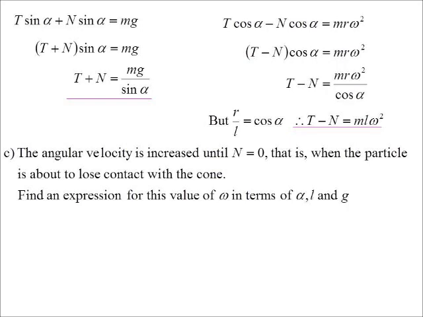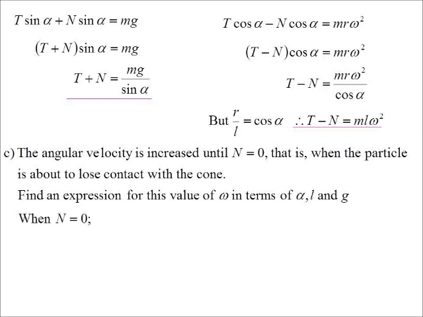We're going to increase the angular velocity until the normal force is equal to 0. That'll be the instant that it comes off the cone. As soon as it's no longer in contact, there is no normal force. So we're increasing it until that happens. Final expression for that value in terms of alpha, the length of the string, and gravity.